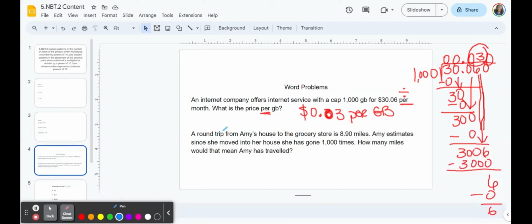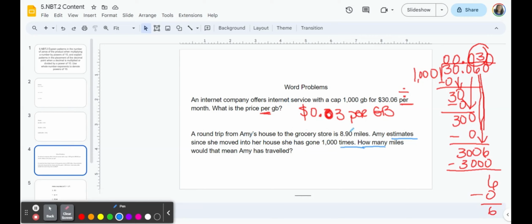All right. So a round trip from Amy's house to the grocery store is 8.90 miles. Amy estimates since she moved into her house that she has gone 1,000 times. How many miles would that mean Amy has traveled? All right, so let's get some words out of here. We got the word estimates. We got the word times. We got the words how many. We got so many different words here.